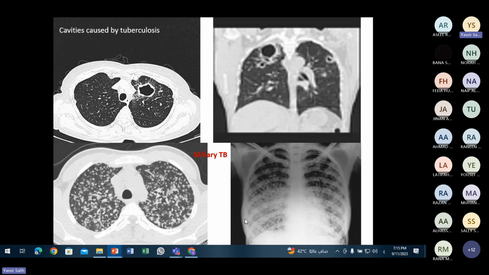But this is multiple nodules in chest X-ray or CT. It is the same appearance. You may find, for example, a patient with secondaries from the thyroid who has a CT and we find the same appearance: multiple small nodules on both lungs.